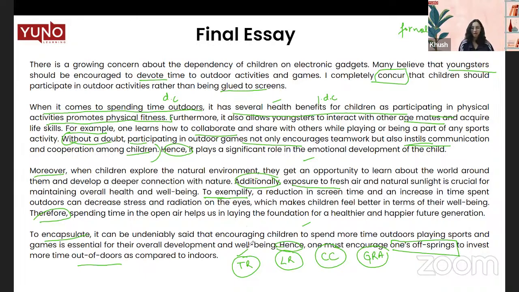So these are the four key markers. All of these carry 25% weightage, and you're marked in all of these categories, and then you're given your final band score according to these. So now make sure that you focus on and incorporate all of these things while you're writing your essay.